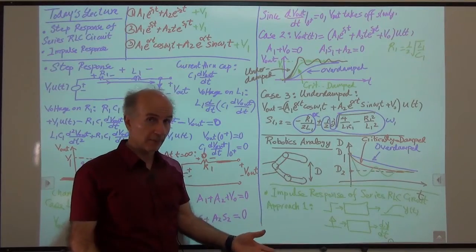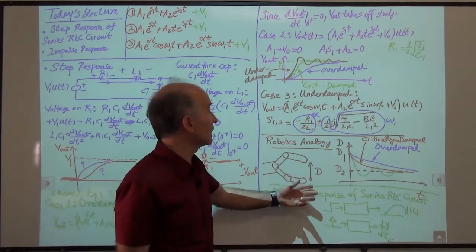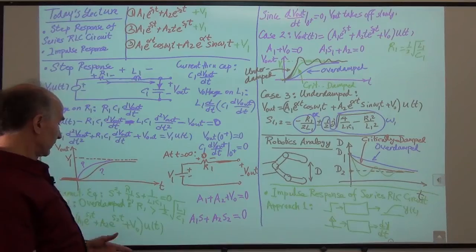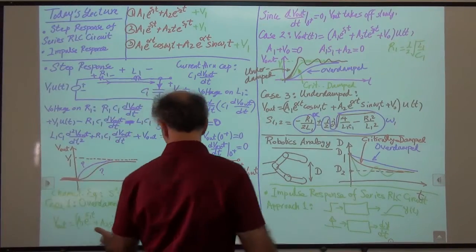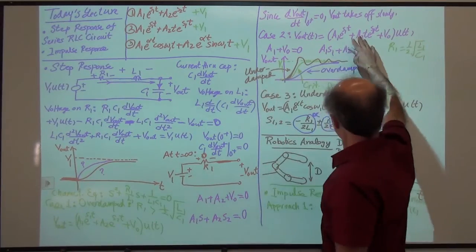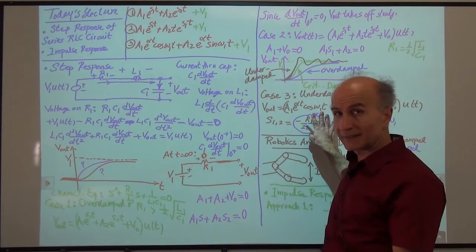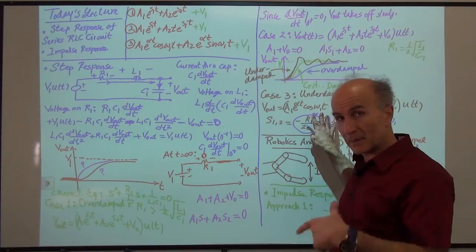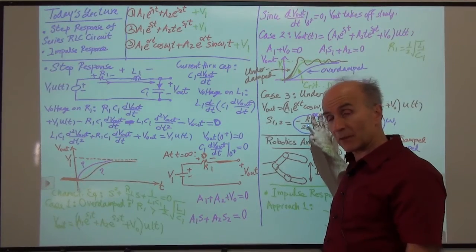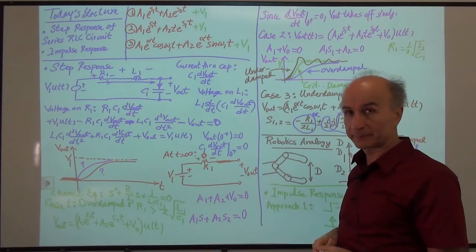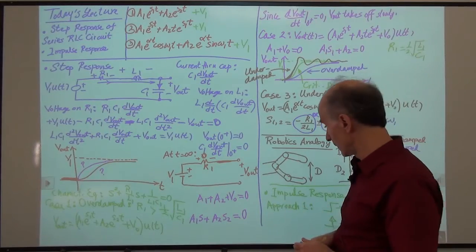So we can always do that. We have found the step response. We have one example here, this equation down here. We have another equation here, and another equation here. So we have to very carefully take the derivative of these responses with respect to time, and that will give us the impulse response of the system. All right, so that's one approach.